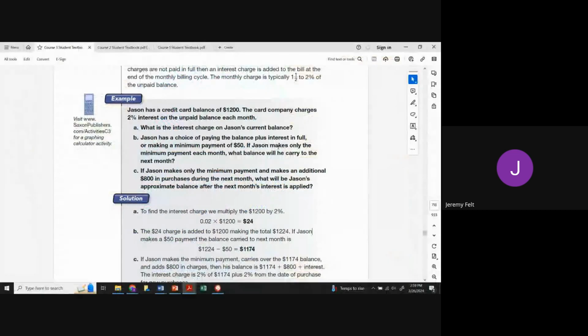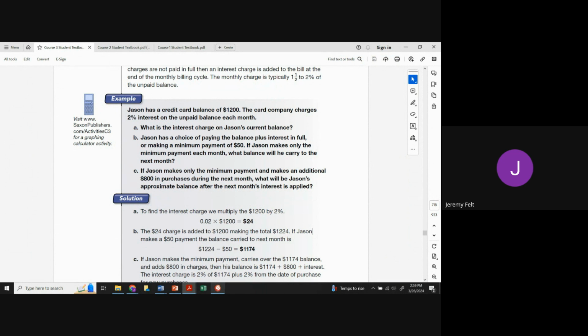The zero is sticking today. So we had 1174, 1224 minus 50, and then he's making another $800 purchase. So he's now at 1974. What we're being asked, he makes only the minimum payment, so with the additional $800 charge, what would be Jason's approximate balance after next month's interest.